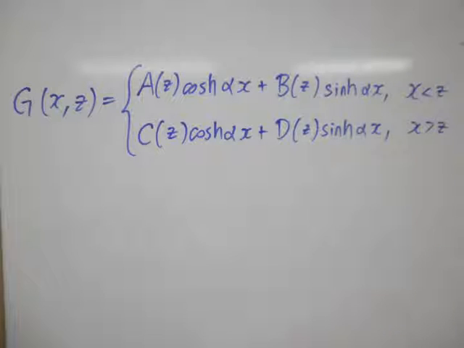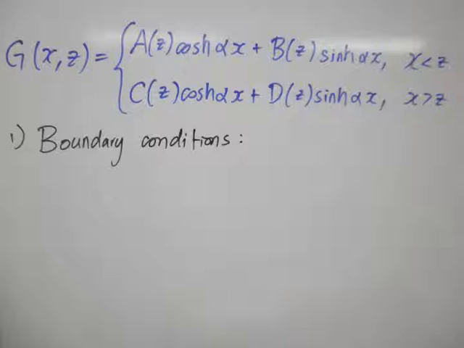However, the Green's function is expected to have a discontinuity at x equals z, so we let the coefficients be different at x smaller than z and x greater than z. So our expression for the Green's function is split into the top and bottom lines. Our task now is to determine the forms of a, b, c, and d. This is done by requiring that the Green's function satisfies the three conditions specified in the lecture notes.